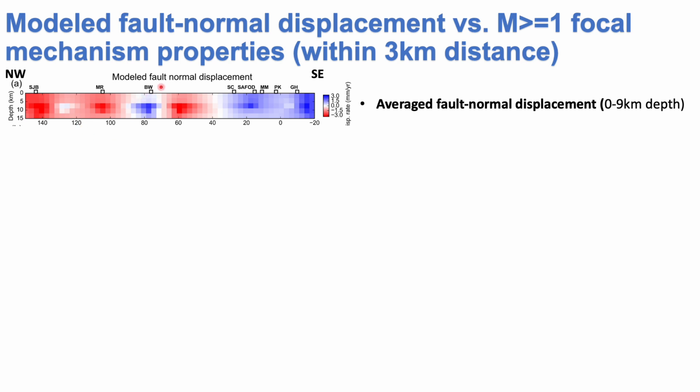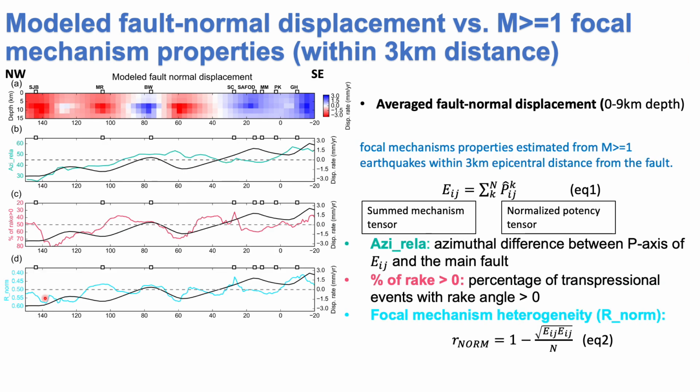Here shows the modeled fault normal displacement, and we calculate the average normal displacement for the top 9 km depths, which is shown in black curve. Then we also calculate the spatial variation of focal mechanism properties estimated from magnitude larger than 1 earthquakes within 3 km epicentral distance from the fault. Here are several focal mechanism properties we're trying to compare.